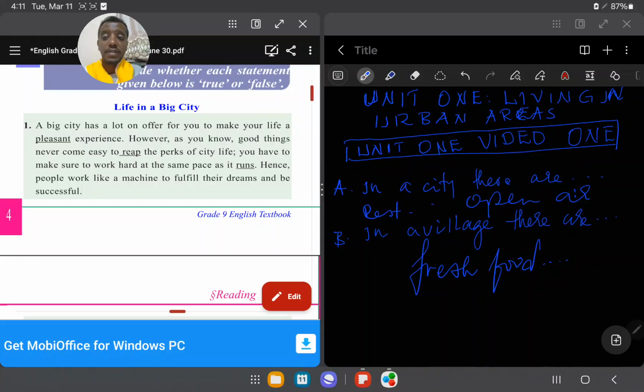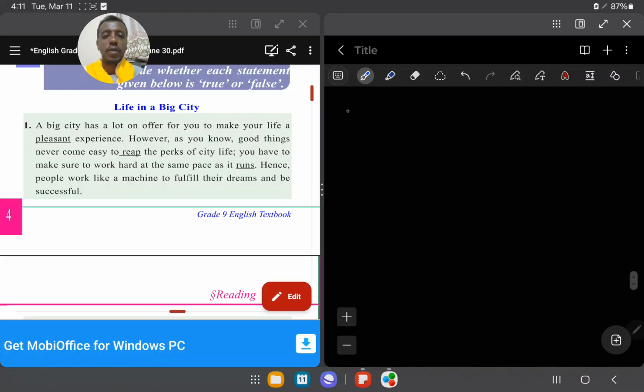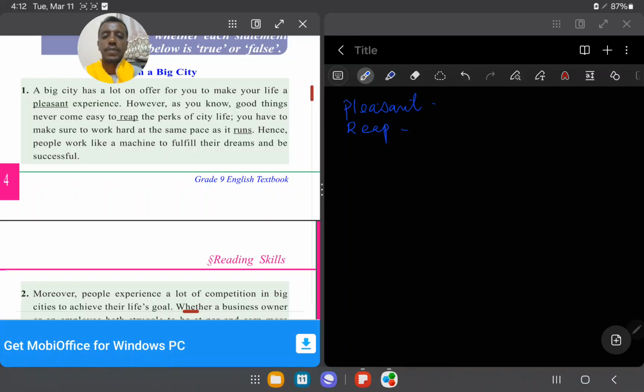We can see together life in a big city. A big city has a lot on offer for you to make your life a pleasant experience. So the new word, what do you understand? Pleasant. See, take the word. We'll see the meaning together. However, as you know, good things never come easy to reap the perks of city life. Reap. What is the meaning of reap? Reap. See, take the words, please. The perks of city life. What is perk? Perk. Okay. Take the words.